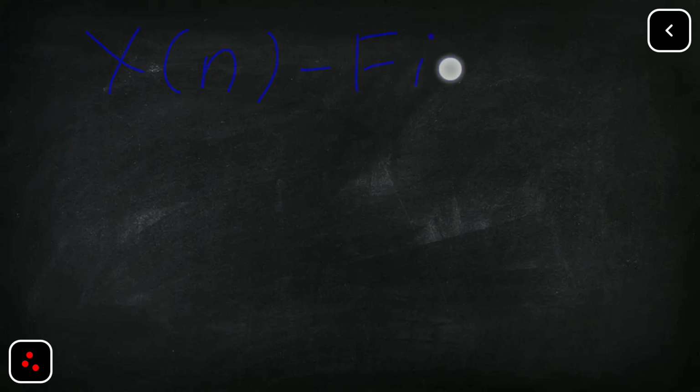So what I can say here is, the ROC is the complete z plane. Just understand this, don't go into all the other things: if your x of n is a finite sequence, then your ROC is the complete z plane. That is what you need to know. So for finite duration, your ROC is the complete z plane.